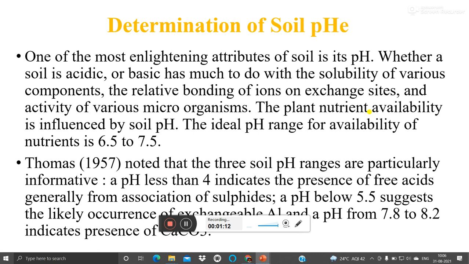The scientist Thomas, in 1957, noted that three soil pH ranges are particularly informative. A pH less than 4 indicates the presence of free acids, generally from the oxidation of sulfides. A pH below 5.5 suggests the likely occurrence of exchangeable aluminum, and a pH from 7.8 to 8.2 indicates the presence of calcium carbonate.